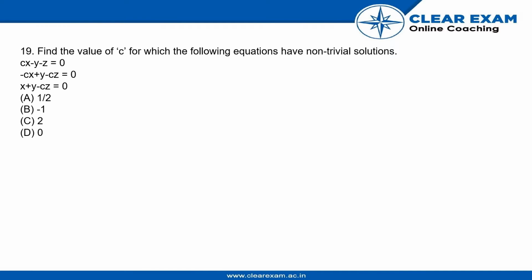Now we know that our A matrix is C, minus 1, minus 1, minus C, 1, 1, 1, 1, minus C, and again minus C.